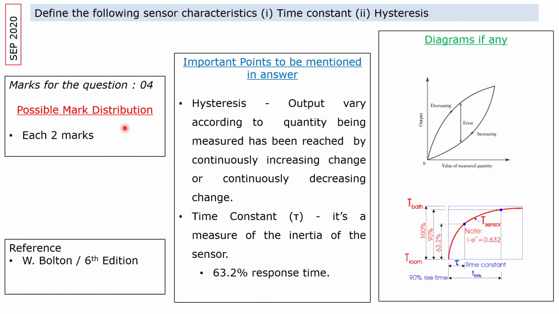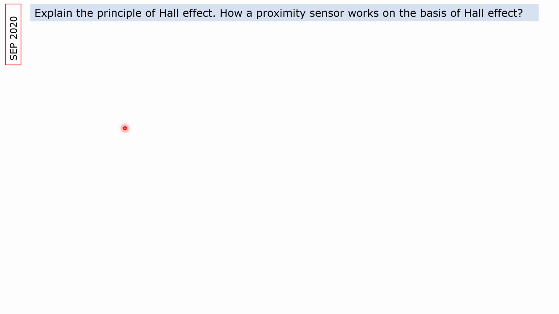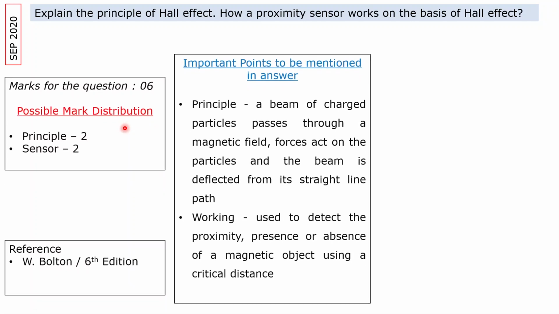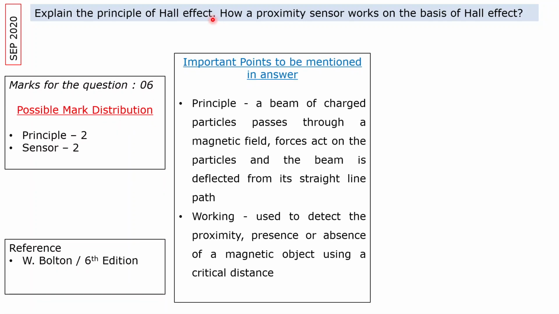Explain this point with the graph, and you will get 4 marks. Now the next one is: explain the principle of the Hall effect, and how a proximity sensor works on the basis of the Hall effect. This is a repeat question. For the Hall effect sensor, the principle is 2 marks, and the explanation of the sensor is 2 marks.